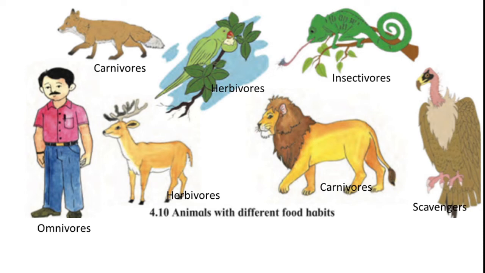So classify the following animals according to the food type. So fox is a carnivorous, parrot is a herbivorous, chameleon is insectivorous, humans are omnivorous, deer herbivorous, and lion carnivorous, vulture scavenger.